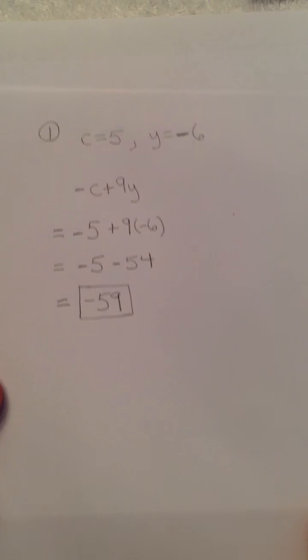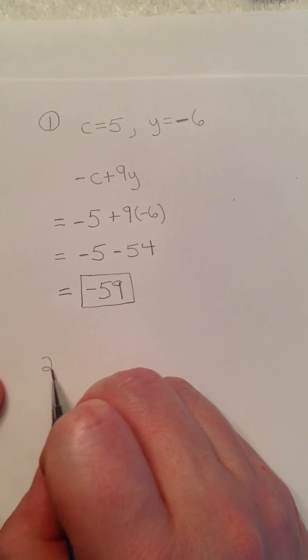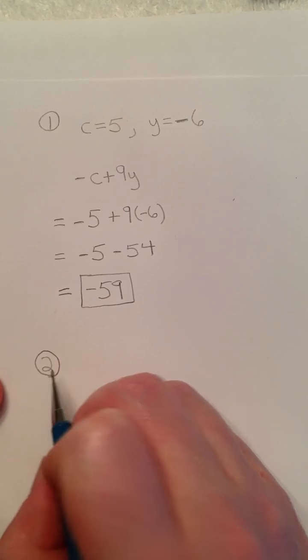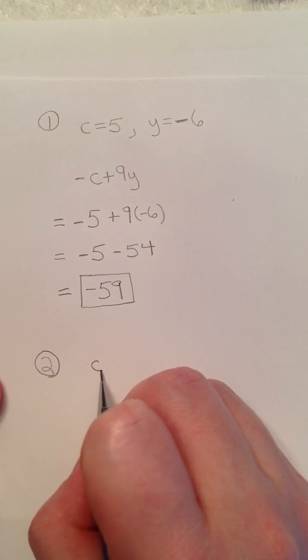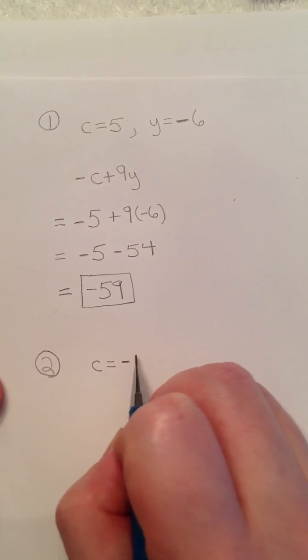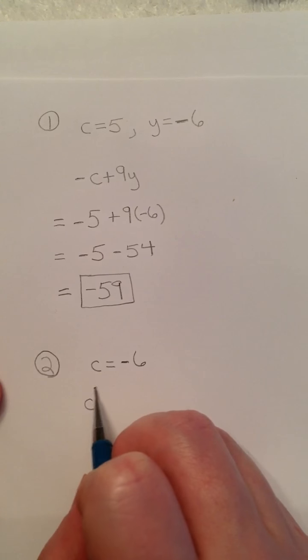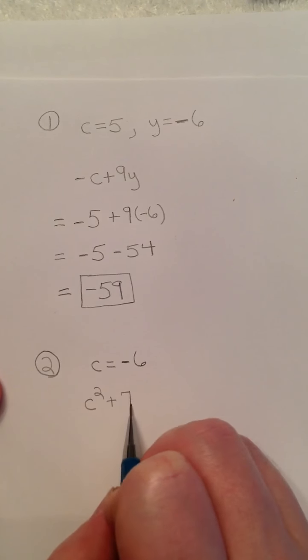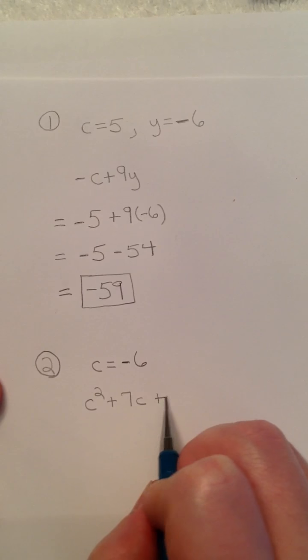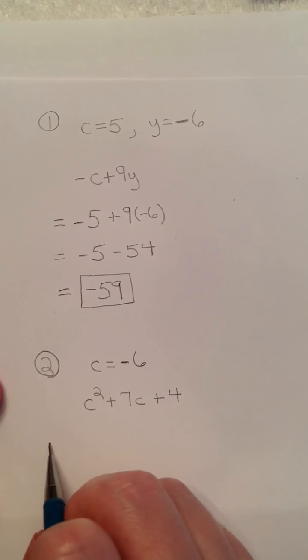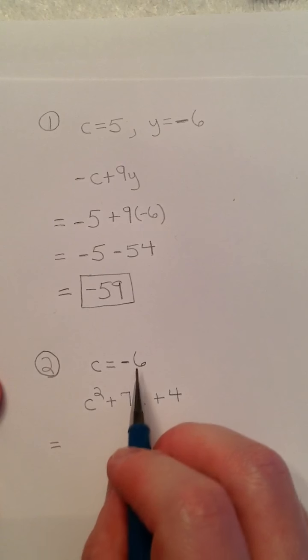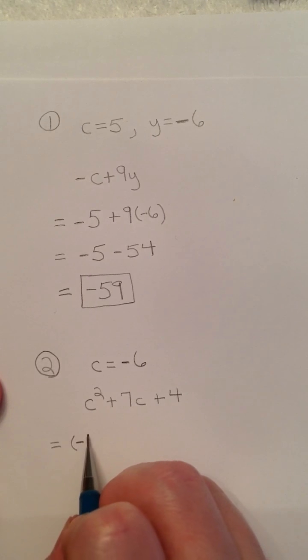In the case of the second item, we have the trinomial in C, given that C is equal to negative 6. We have the trinomial C squared plus 7 times C plus 4. And in terms of evaluating, the square of C is going to be the square of negative 6.